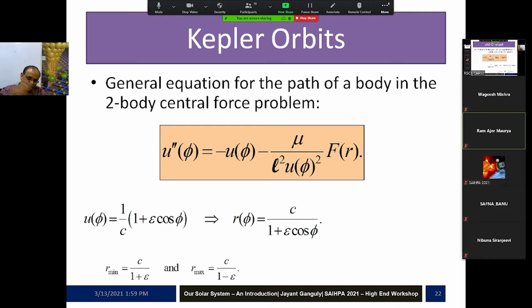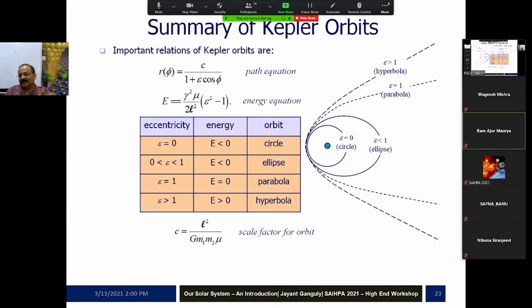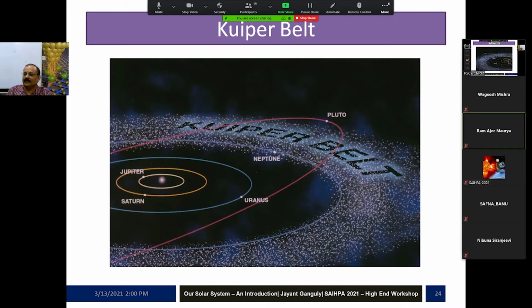When we study comets, generally we study the two-body problem and the central force problem, and these are the equations. These are available in standard texts; we kept them just for continuity. Then, depending on initial conditions, the eccentricity varies, and ultimately we define the orbit of this particular object.